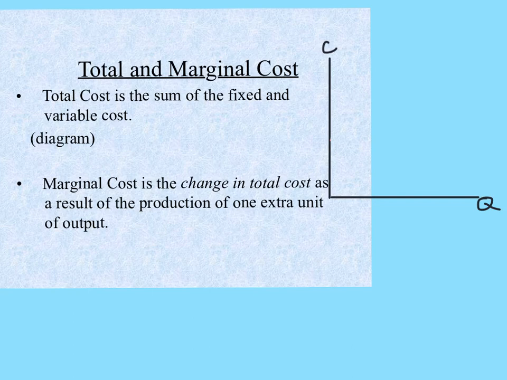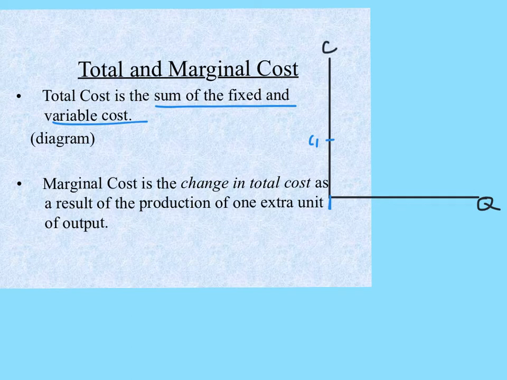The next thing we need to do is look at how to combine fixed and variable costs and what total costs look like on a diagram. The total cost is the sum of the fixed and the variable cost. When we look at how to represent total costs on a cost quantity graph, first of all, we remember that at quantity 0, which is here, we will still have the fixed cost. So for example, let's say our fixed cost is at C1.